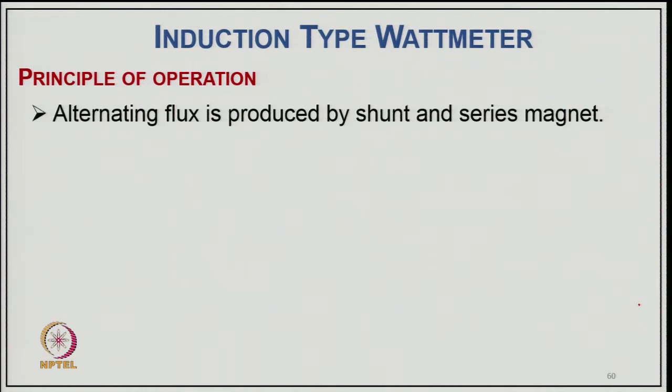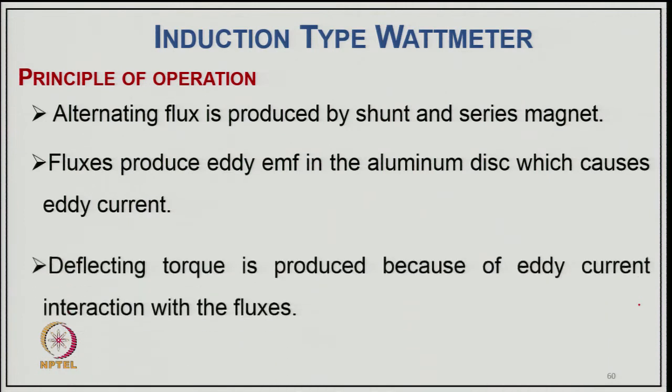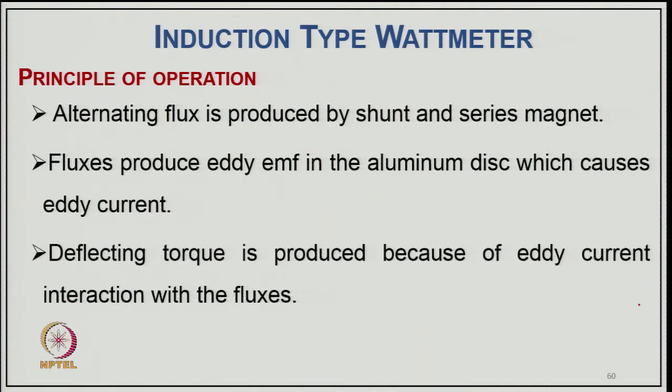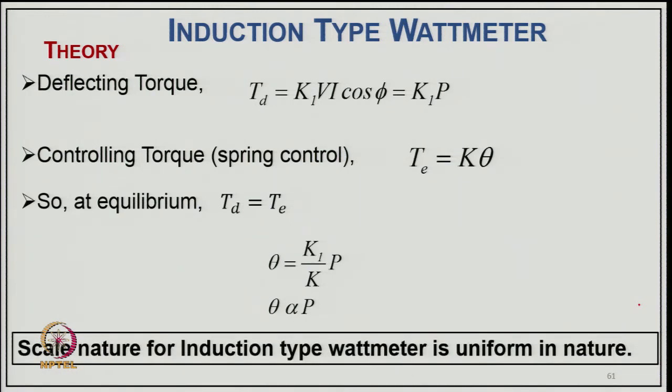Now, coming to the principle of operation of this induction type of wattmeter. Alternating flux is produced by the shunt and series magnets, and the flux induces EMF in the aluminum disc which causes eddy currents, and deflecting torque is produced because of the eddy current interaction with the fluxes. Now, coming to the basic theory of it. Deflecting torque is T d equal to k V I cos phi, that is k1 into P, and controlling torque is T c equal to k theta. At equilibrium T d equal to T c, or theta equal to k1 upon k into P, or theta is proportional to P. So, the scale of the induction type of wattmeter is uniform in nature.